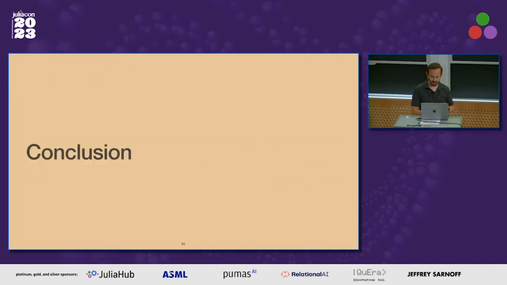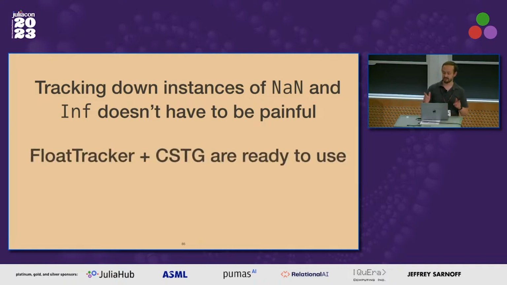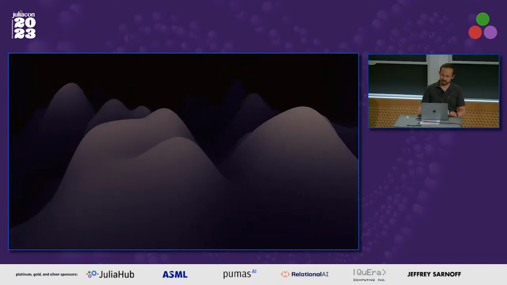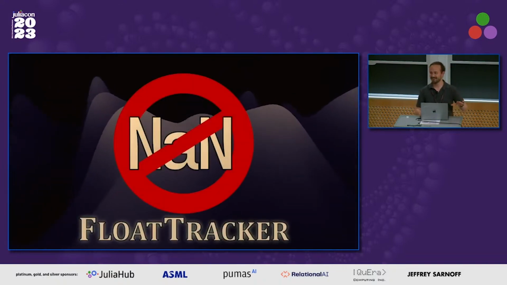In conclusion, I hope you remember that tracking down instances of NaN and infinity does not have to be painful. FloatTracker does it all for you automatically. FloatTracker and CSTG are also ready for you to use. You can find them wherever fine software can be downloaded. By that, I mean GitHub and JuliaHub. We had a lot of fun making this work with Julia's type dispatch. It's a powerful paradigm. But the most important thing that I hope you remember is if there's something strange in your floating point, who are you going to call? FloatTracker. Thank you.